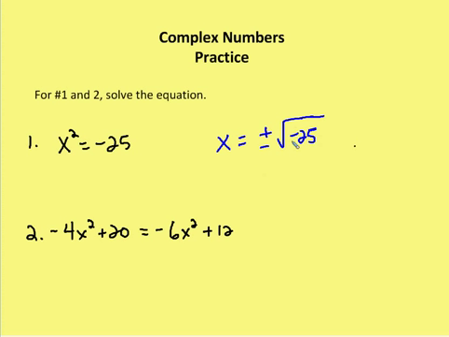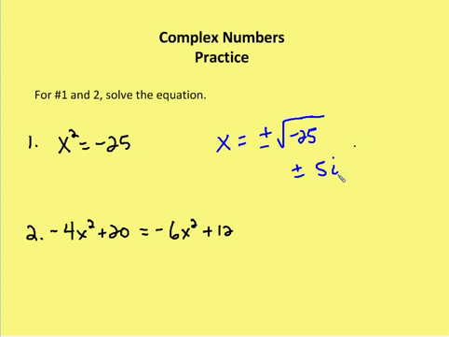All right, well, now I can rewrite that. I know that the square root of negative 1 is going to be i. So I can rewrite this as the square root of 25 times the square root of negative 1. I know the square root of negative 1 is just i, and I know the square root of 25 is just 5. So I can rewrite this as plus or minus 5i.